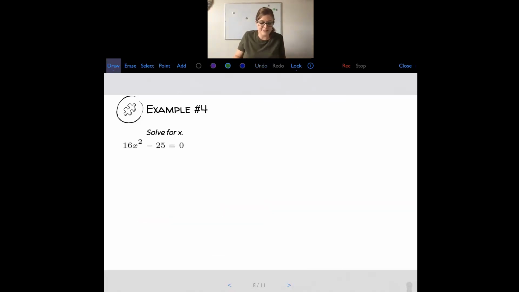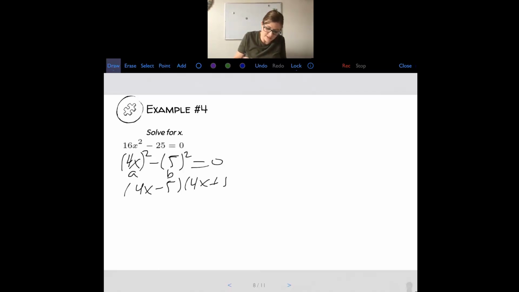Example 4, 16x squared minus 25. Again, when you see two perfect squares and a subtraction between the two of them, you want to be thinking of difference of two perfect squares. Okay, so the square root of 16x squared is 4x, and the square root of 25 is 5. So this 4x plays the role of A, 5 plays the role of B. So this factors into 4x minus 5, 4x plus 5 equals 0.